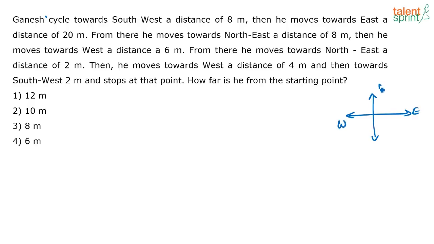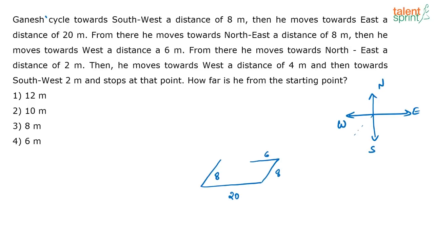You have east, west, north, and south. So Ganesh cycled towards the southwest direction for 8 meters, and then he moves towards east. He goes in this direction for a distance of 20 meters. From here, he moves northeast, meaning he's again going like this for 8 meters. Then he moves towards west, a distance of 6 meters. He's going like this for 6 meters.